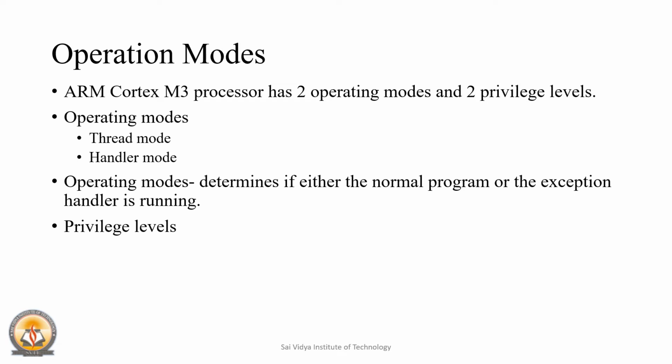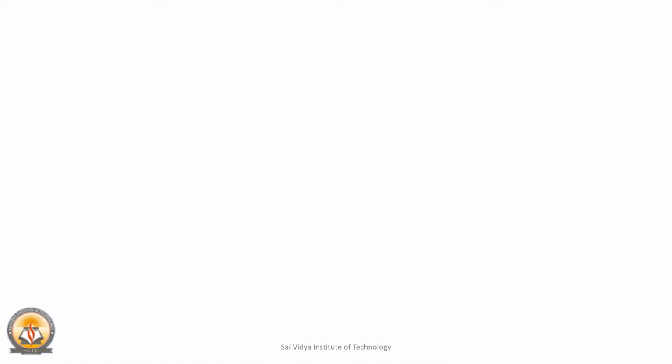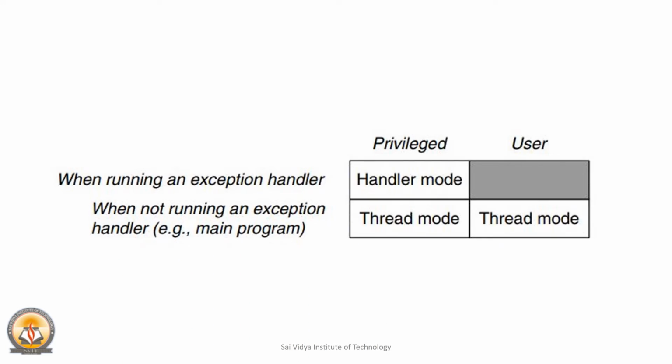The privilege levels are also of two types. One is the privileged level, the other one is the user level. The privilege level mechanism is used for safeguarding the memory access to critical regions. So when a processor is running a main program, which is in the thread mode, it can have either the privileged state or the user state, but the exception handlers only run in the privileged state.